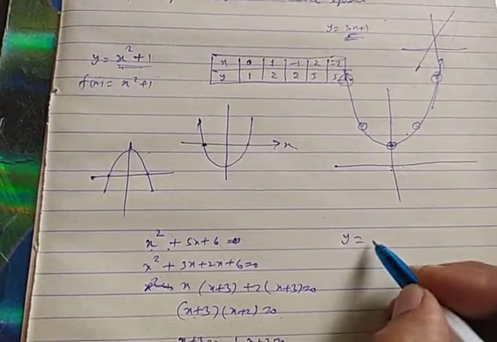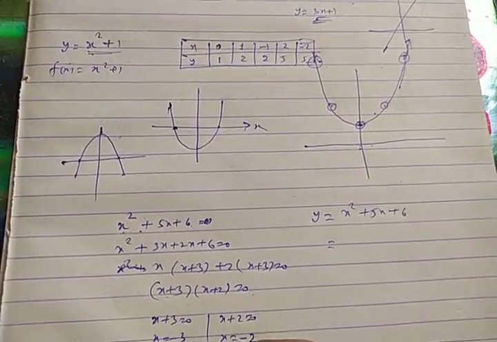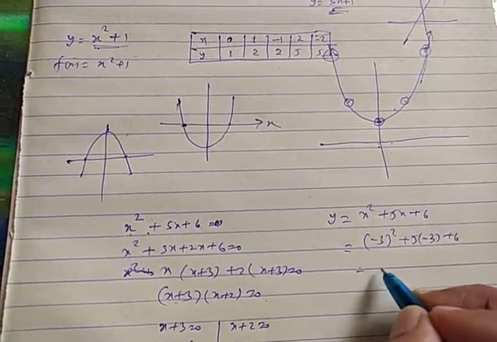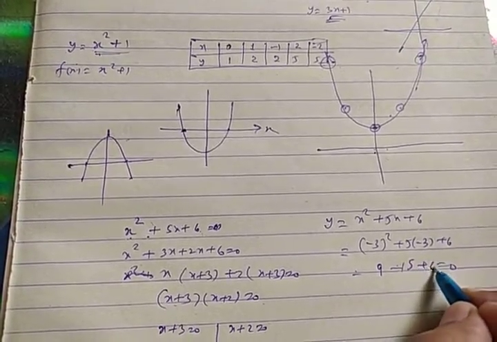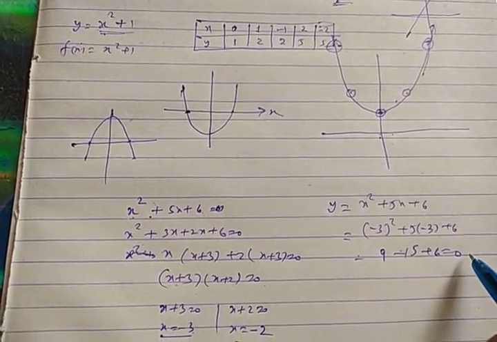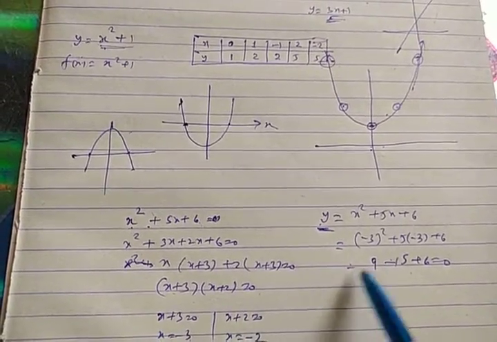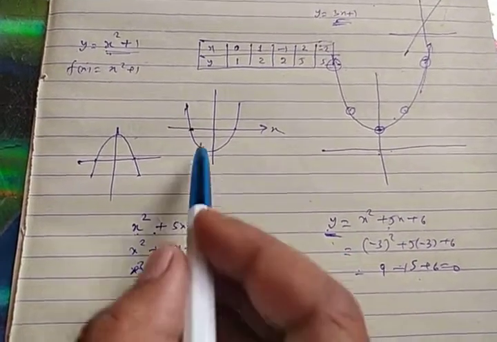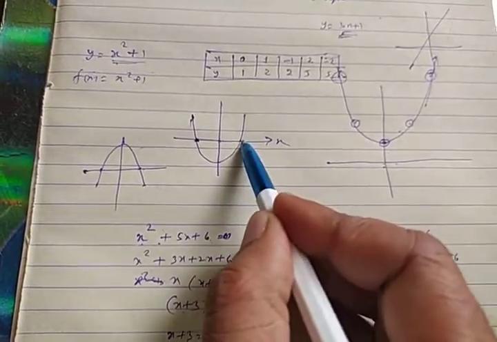Suppose it is y is equal to x square plus 5x plus 6. If you are having minus 3, minus 3 squared is 9, minus 15 plus 6, it will be 0. So 0 means this value is satisfying the equation. Value satisfying the equation means y is coming 0. Putting the value of x as minus 3 in the equation, you are getting y as 0. It means at point minus 3, y is 0. At point minus 2, y is 0.